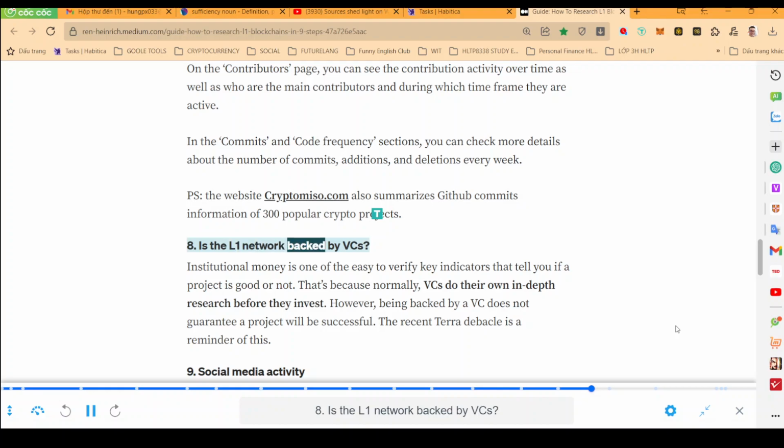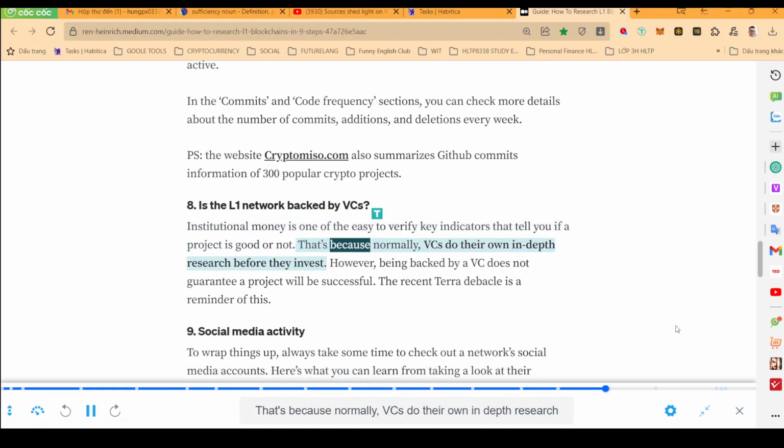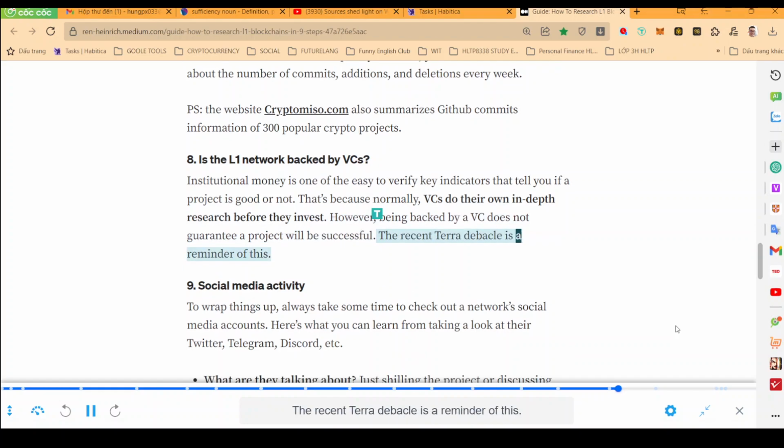8. Is the L1 network backed by VCs? Institutional money is one of the easy-to-verify key indicators that tell you if a project is good or not. That's because normally VCs do their own in-depth research before they invest. However, being backed by a VC does not guarantee a project will be successful. The recent Terra debacle is a reminder of this.